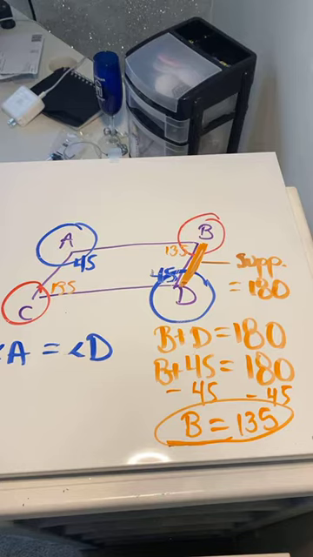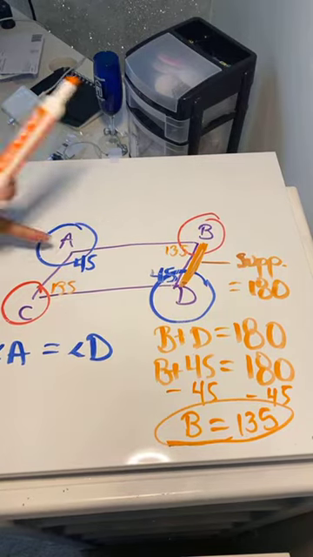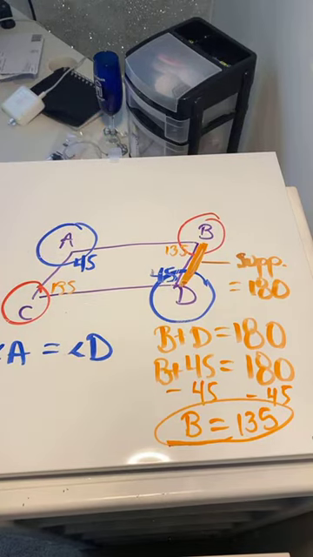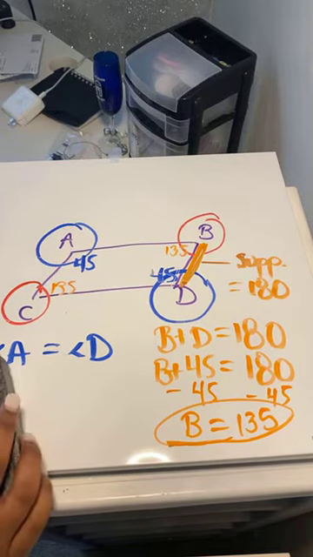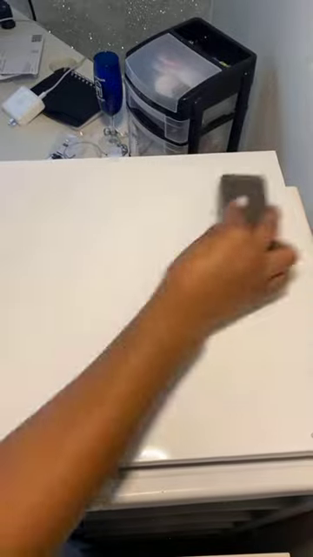Questions before I move on? I'm going to do another problem like that one. Yes, Vic, all the opposite angles are the same, and the ones that are on the same line add up to 180. All right, let me do another one like that.